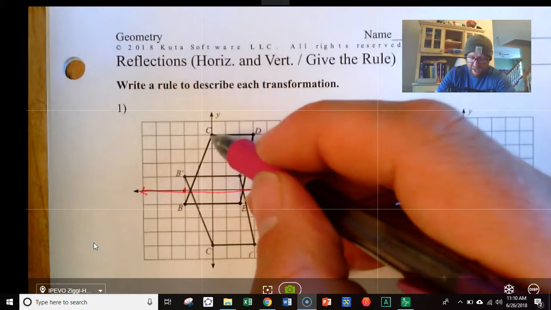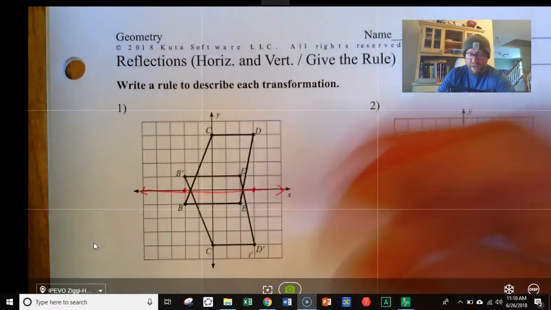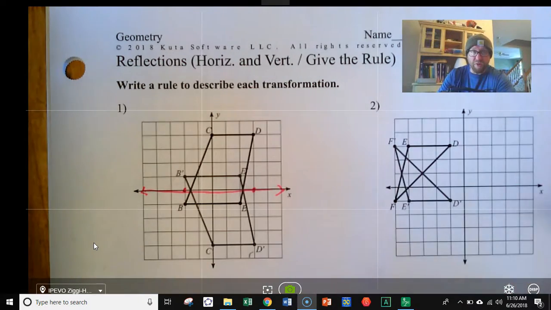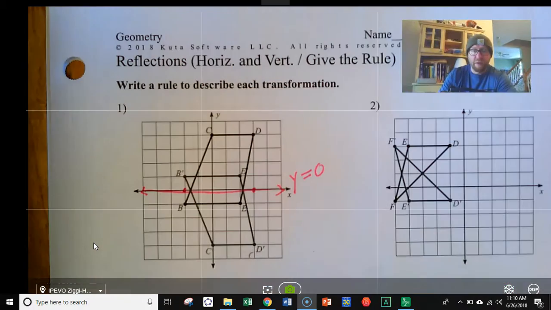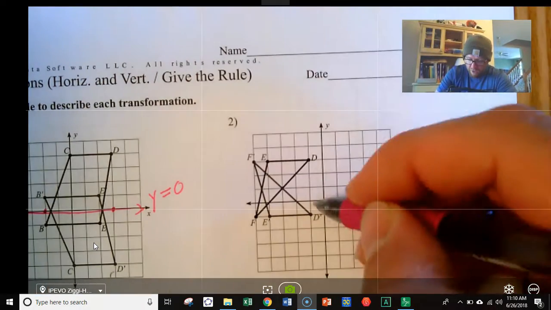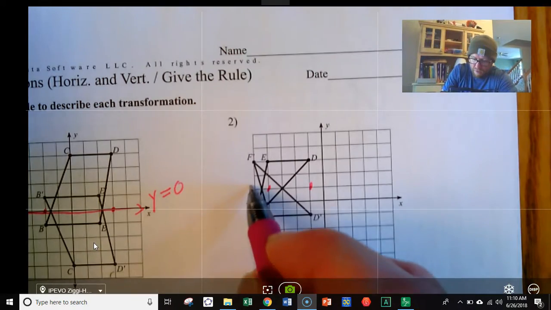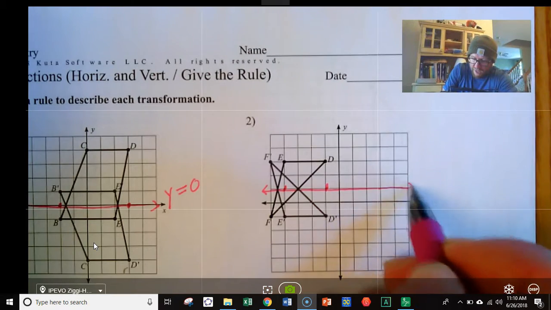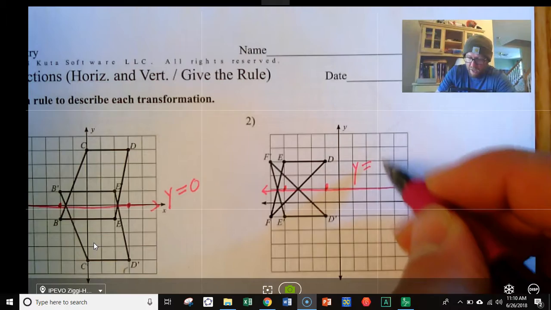And then you just check that that line is also halfway between C and C prime and E and E prime, and it is. And the equation for that line is y equals 0. Okay. Next door here, let's see, halfway, draw a line to connect them, and we have y equals 1.